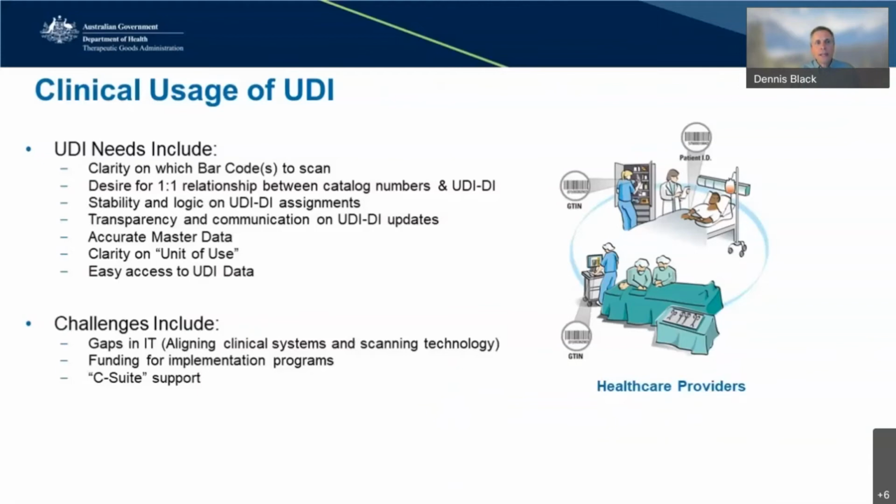There are questions about which barcode needs to be scanned. If you look at products in the market, you'll see that there are sometimes proprietary barcodes that have nothing to do with UDI and might have other functionality with the product. I think there's a desire for a one-to-one relationship between catalog numbers and the UDI DI. Accurate master data continually comes up. I think stability on the assignments, the healthcare provider is looking for the logic. How were UDI DIs assigned and when do they change? When's the manufacturer changing this UDI DI and what's different? The healthcare provider will want to know, is it in fact the same device, or is it something that is different, and do they need to have different precautions when they use this?